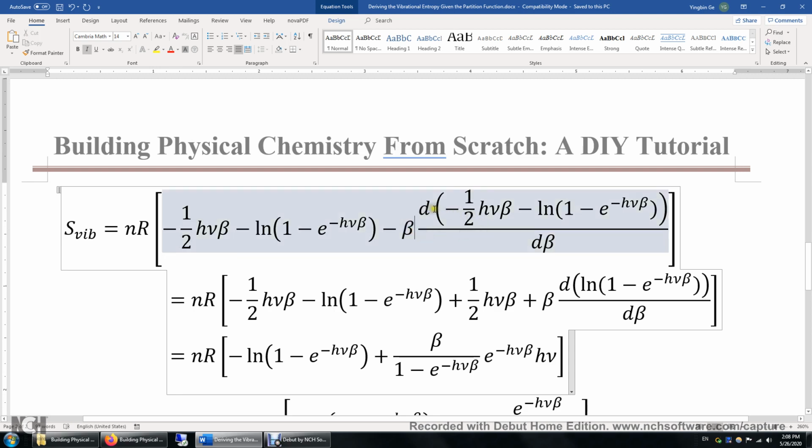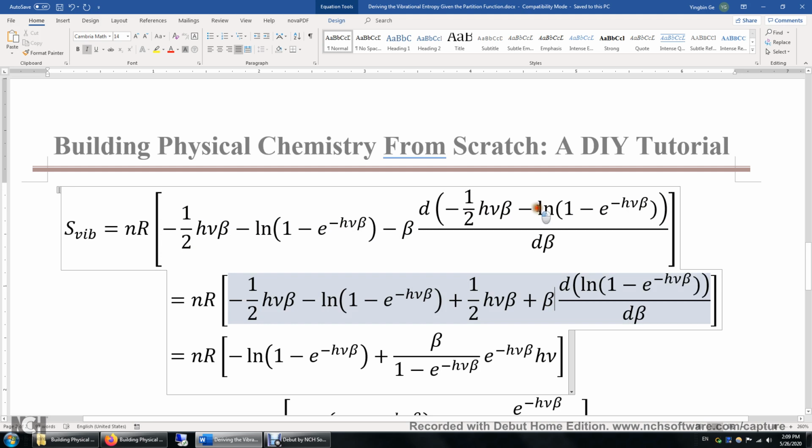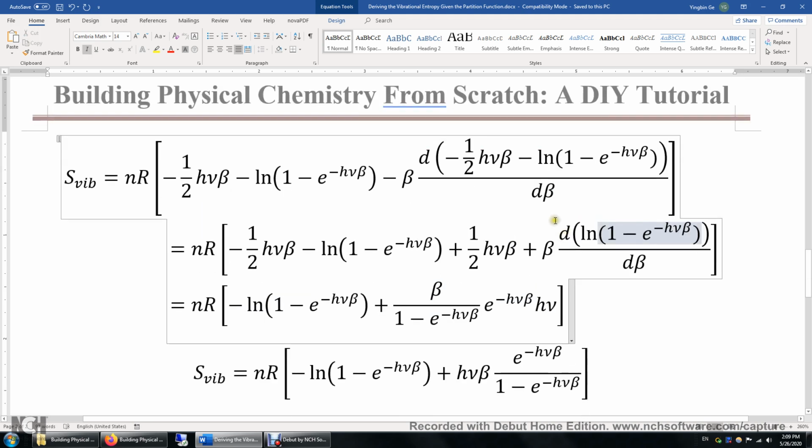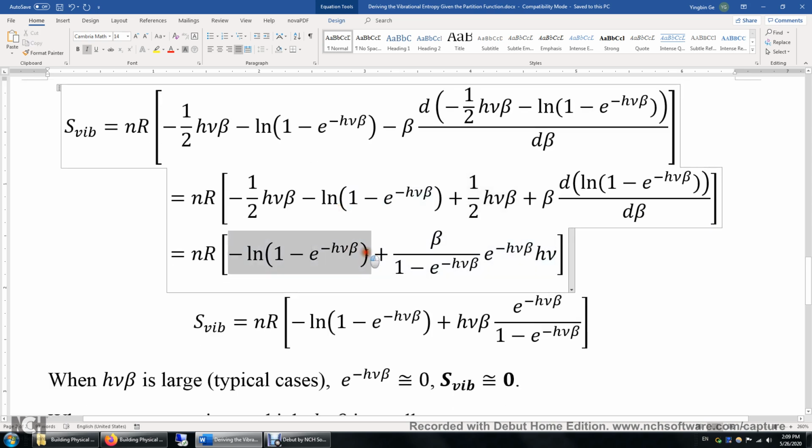Now, let's look at the first derivative of this term. This part is simple. It's just negative half h nu, and we have negative half h nu times negative beta, so we get positive half h nu beta here. Now, what about this one? We have a negative sign here, another negative sign here, so I'm going to replace these two negative signs with a positive sign. So this term becomes plus beta times d ln this guy over d beta. Fortunately, this part and this part cancel. You have negative half h nu beta and positive half h nu beta that cancel. So we have only two terms left, this term and this term.